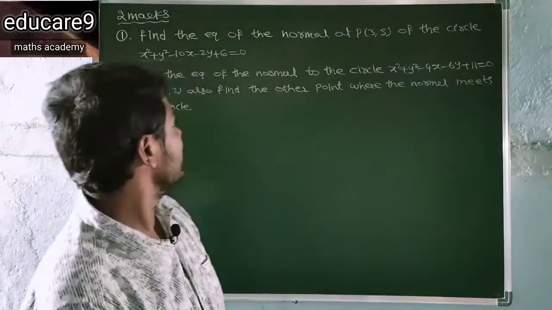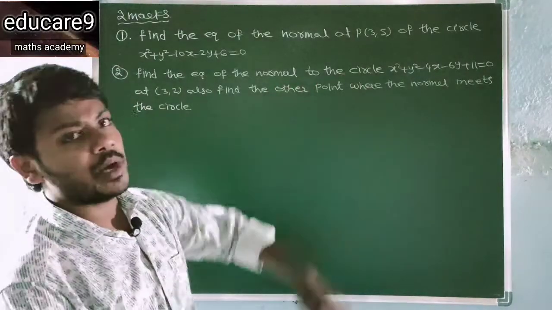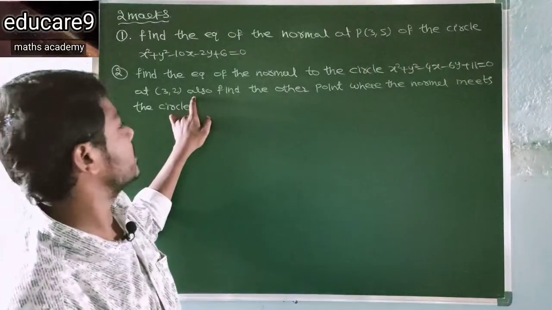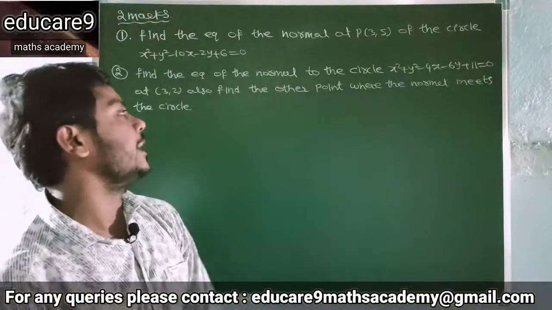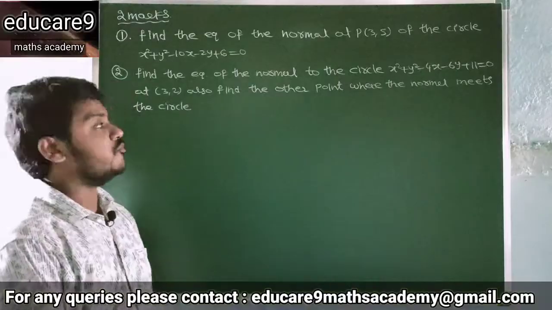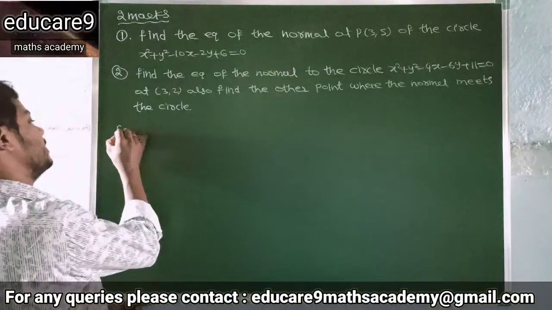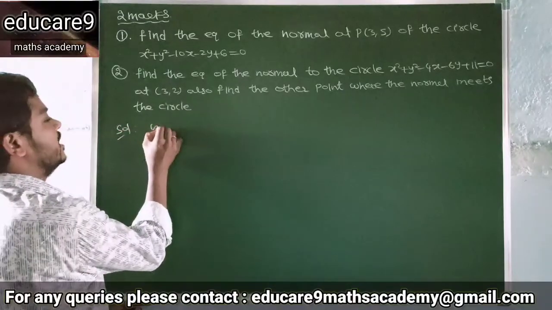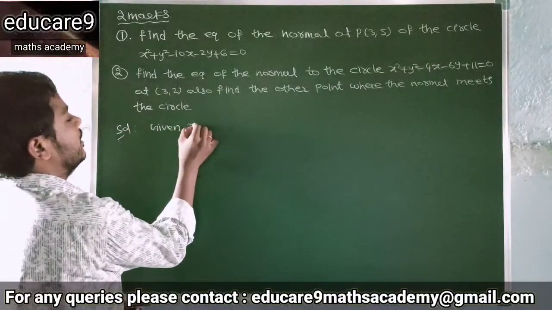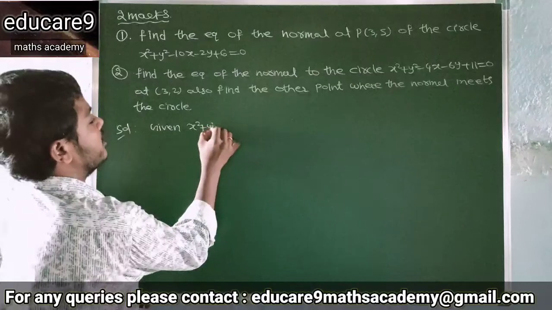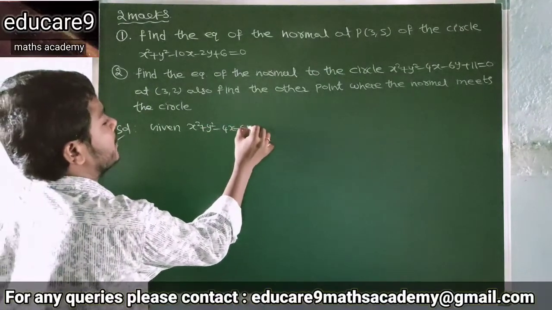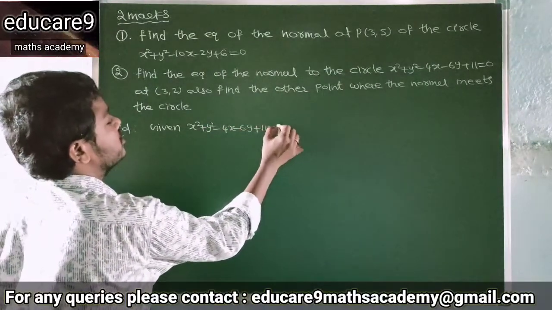So see the next one. Find the equation of the normal to the circle at (3, 2) and find the other point where the normal meets the circle. So see here, given circle: x square plus y square minus 4x minus 6y plus 11 is equal to 0.